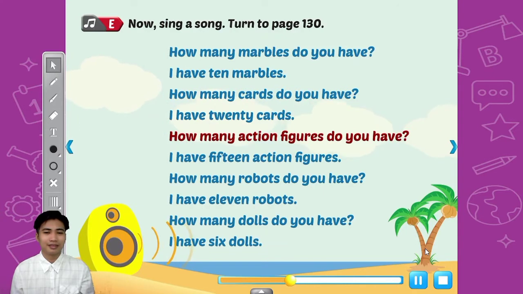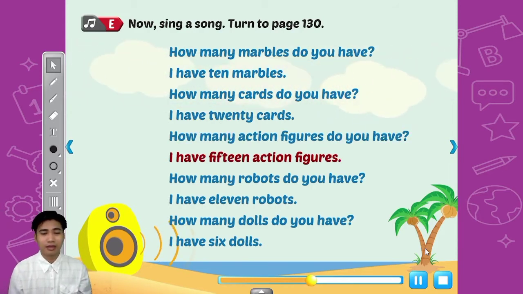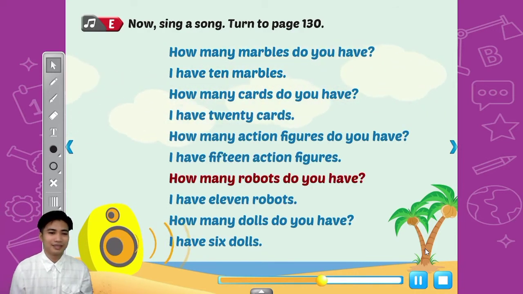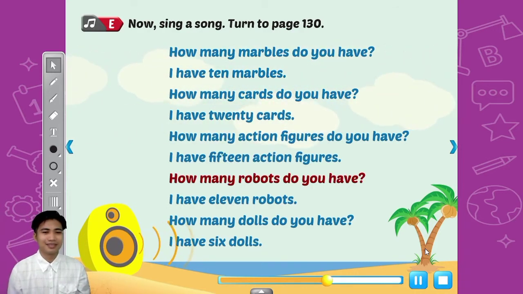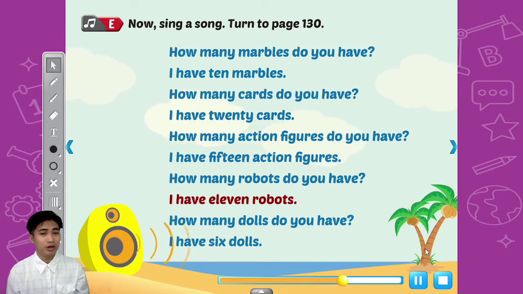How many action figures do you have? I have 15 action figures. How many robots do you have? I have 11 robots.